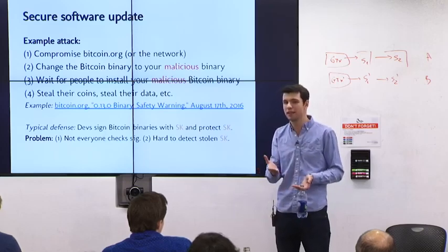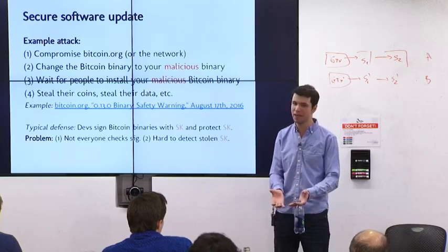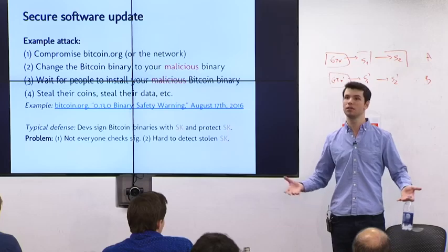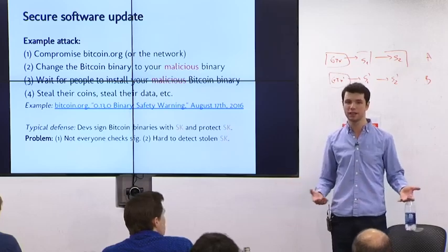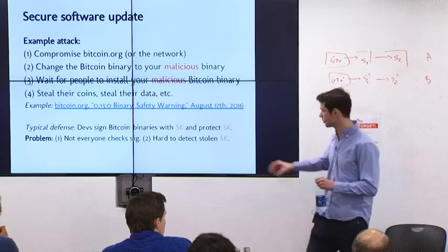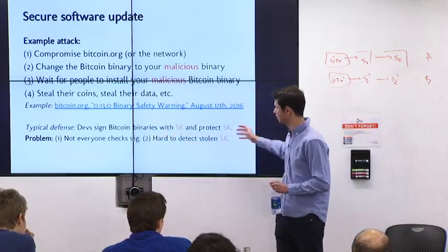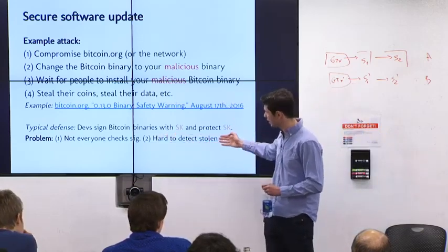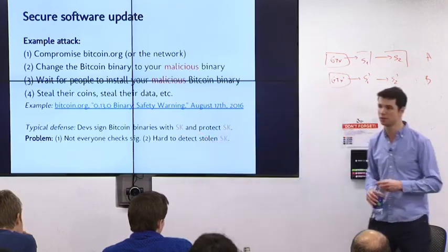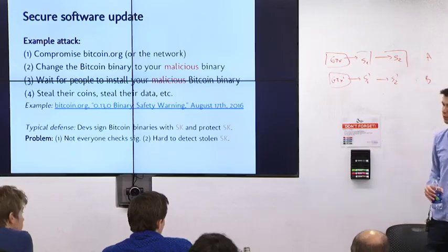Unless you realize what happened, then you take your Bitcoin binary and go with it to the Bitcoin devs, and they check the signature and say, oh wow, this is a valid signature and we never signed it, so somebody must have stolen our secret key. So the core of the problem is that it's hard for whoever publishes software to detect that their secret key has been stolen, to detect malicious signatures on their binaries.